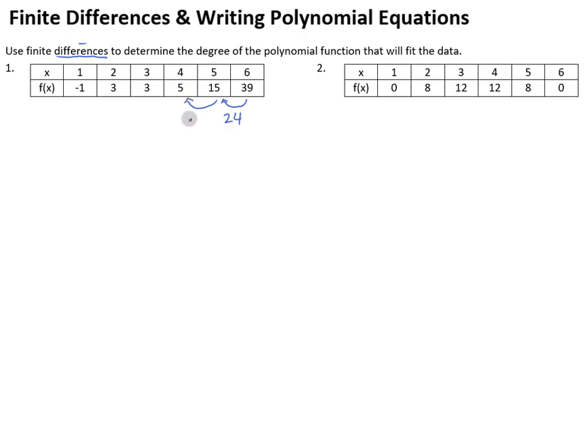15 minus 5 is 10. 5 minus 3 is 2. 3 minus 3 is 0. And 3 minus, be careful on this one, negative 1. Minus a negative becomes plus a positive, and we end up with positive 4. 3 minus negative 1 is positive 4. Okay, and this is something called the first order difference.